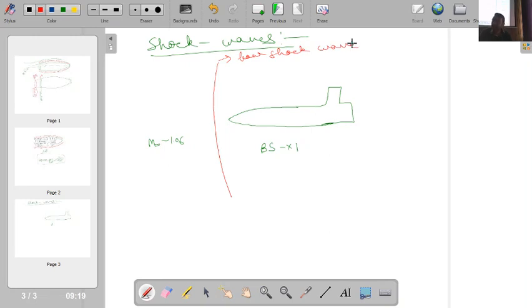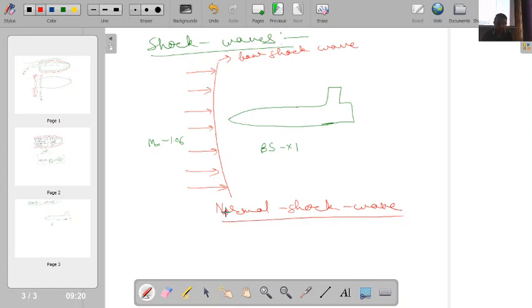If you see this particular shock wave, it was oriented in such a way that it is almost normal to the free stream. This type of detached shock wave forms sufficiently far from the tip of the aircraft. It has a certain curvature, but majority of the time it is almost normal to the free stream. As it is normal to the free stream, it is called a normal shock wave.